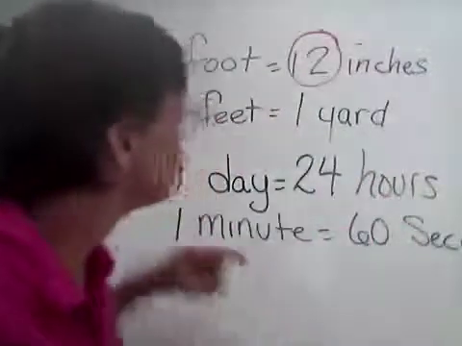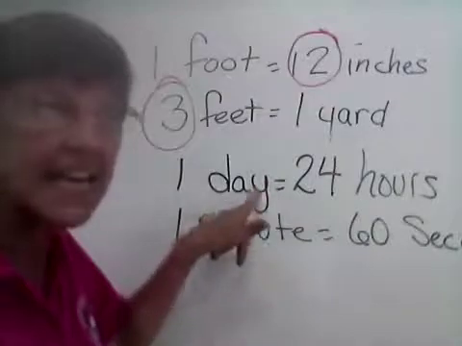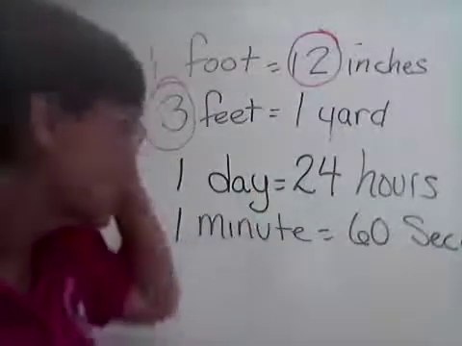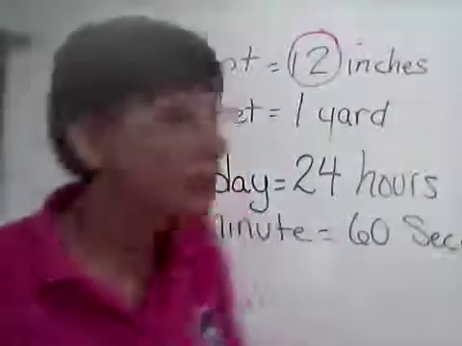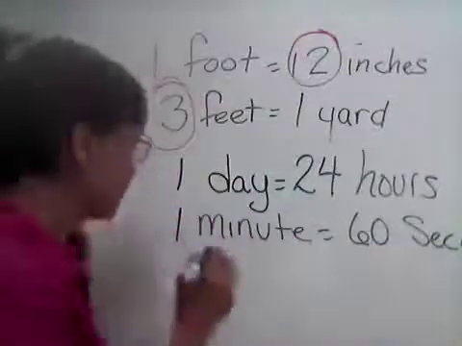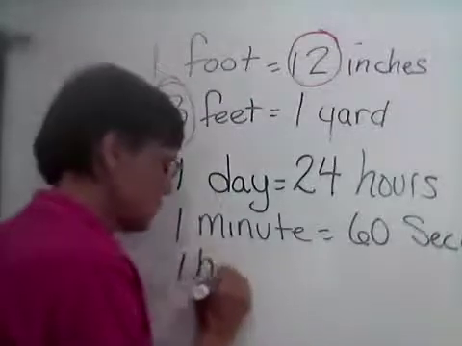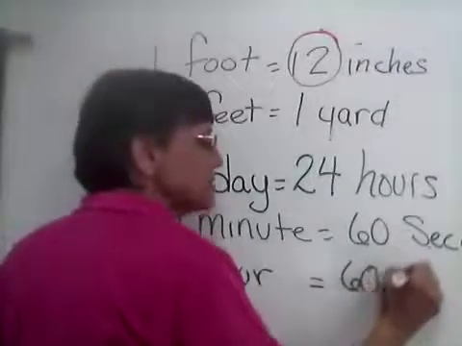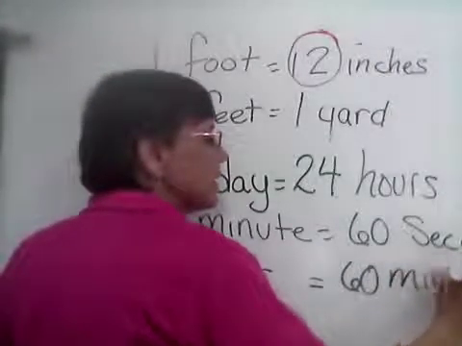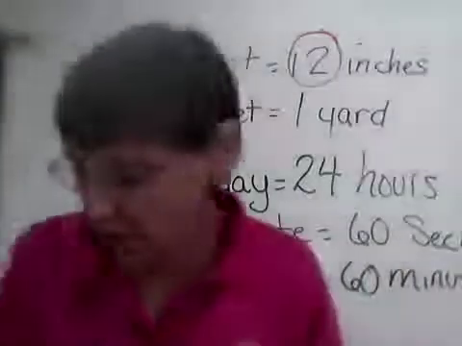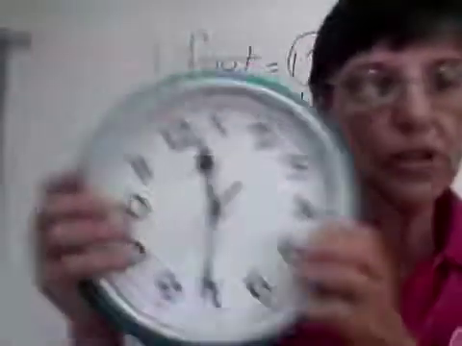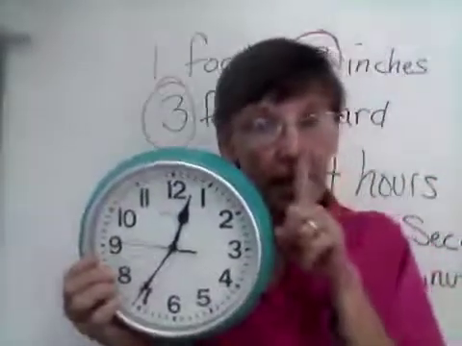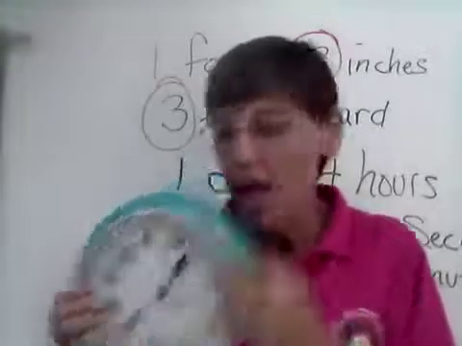There are 24 hours in a day. 24 hours, okay? So 1 minute has 60 seconds. 1 hour has 60 minutes. Okay, so what do we have? Our little hand goes around 60 times. Each one of them is a minute, right? And then it's the new hour. Okay?